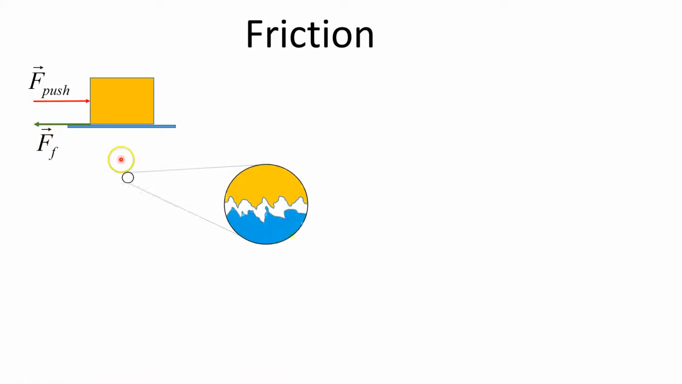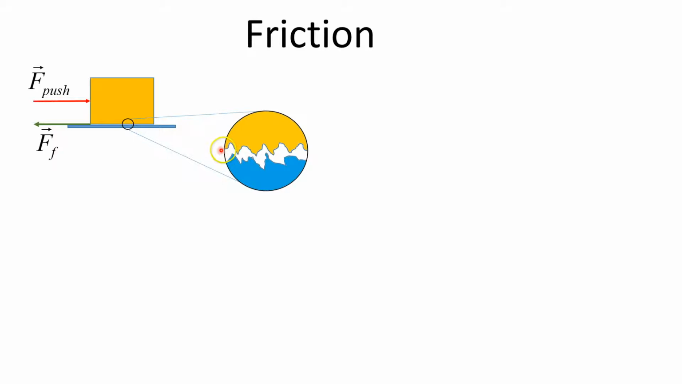Why is there a frictional force? It's because the surfaces are not perfectly smooth. There is an irregularity in the surface here and here, and they just block each other at these points. There is a certain blockage. So that causes the frictional force.